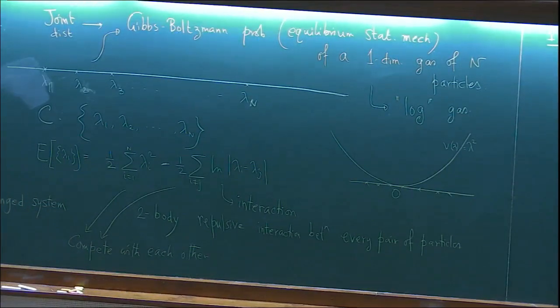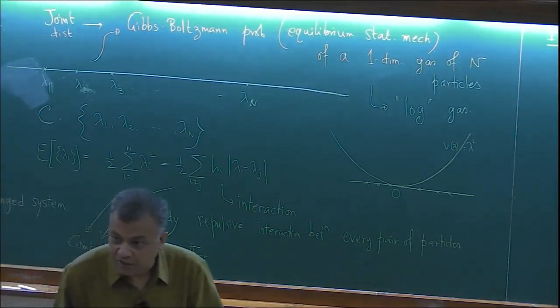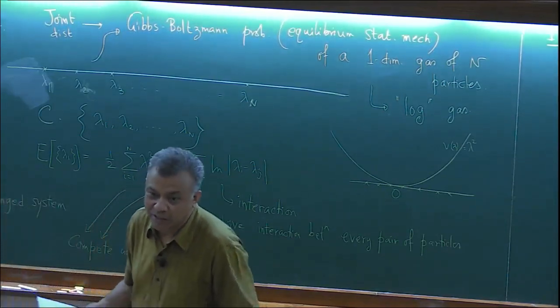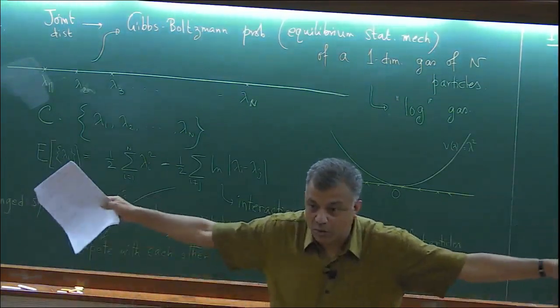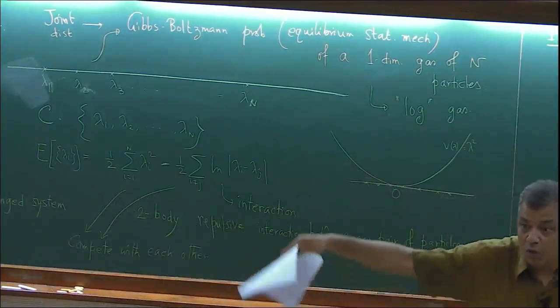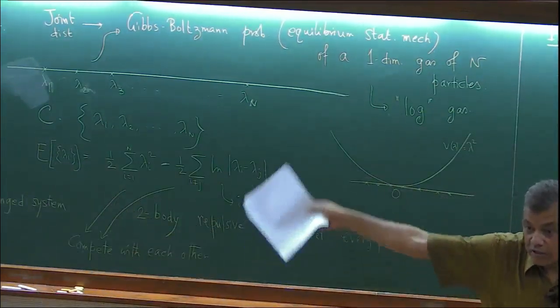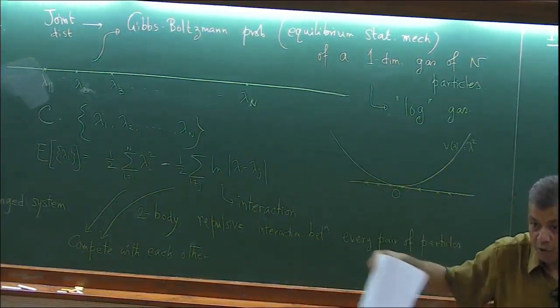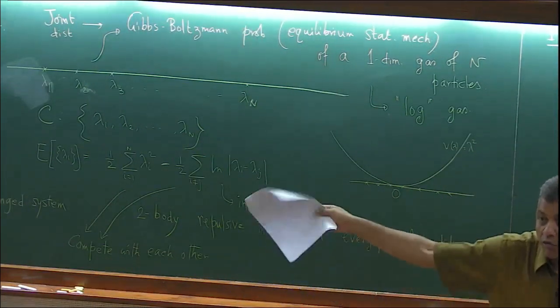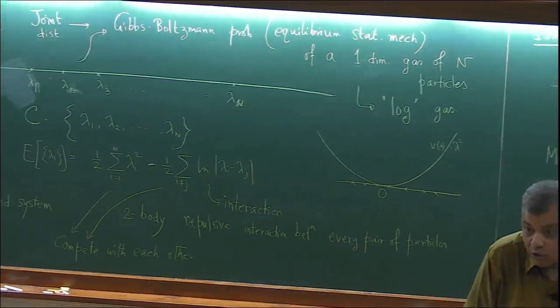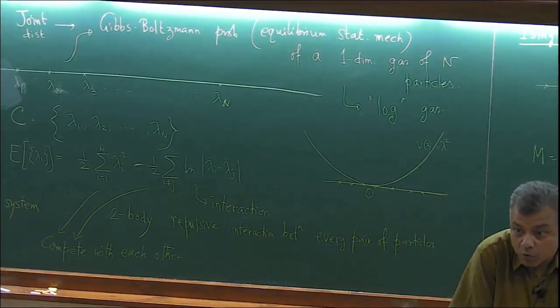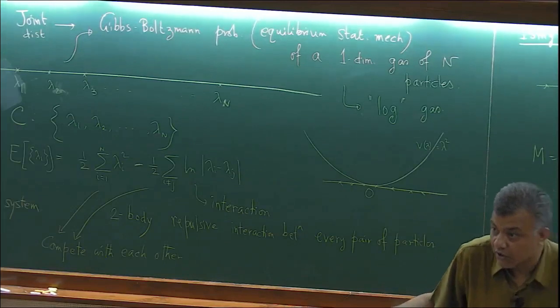So as a result, if I just close my eyes and pick a typical configuration, where would they be? They cannot be very far away from each other. Repulsion is trying to push them apart, but of course, if they go very far away, that will cost energy because the potential term goes like lambda squared. So you can't go very far away. On the other hand, can they all come too close to each other? No, because the repulsion is pushing them apart. That will also cost energy.